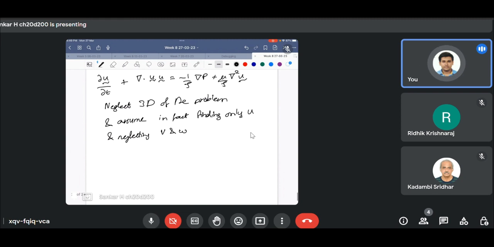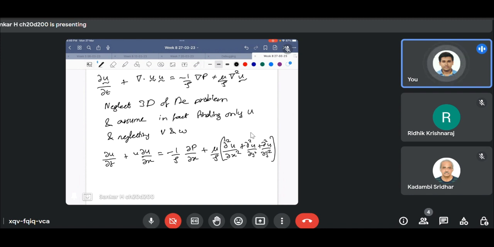Therefore I can bring down the Navier-Stokes equation as dou u by dou t plus del dot u square is equal to, or if you have to write this, u dou u by dou x is equal to minus 1 by rho dou p by dou x plus mu by rho times dou square u by dou x square plus dou square u by dou y square plus dou square u by dou z square.